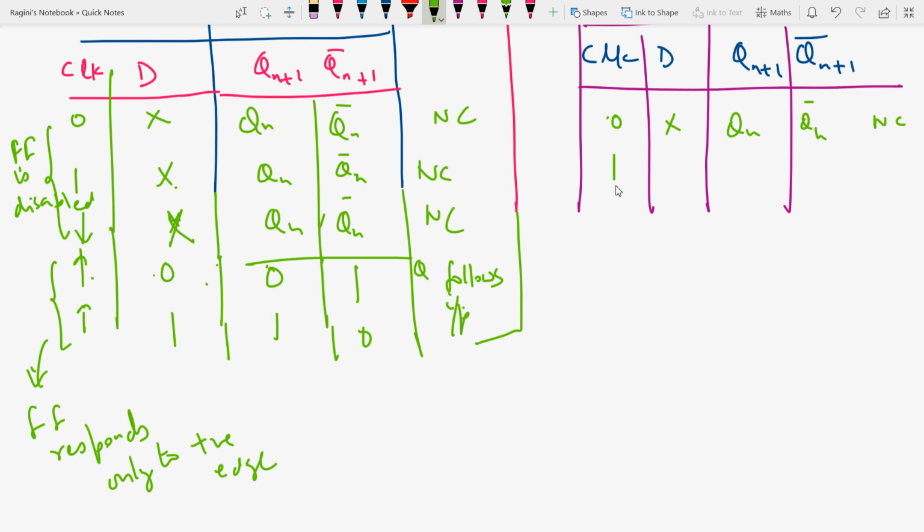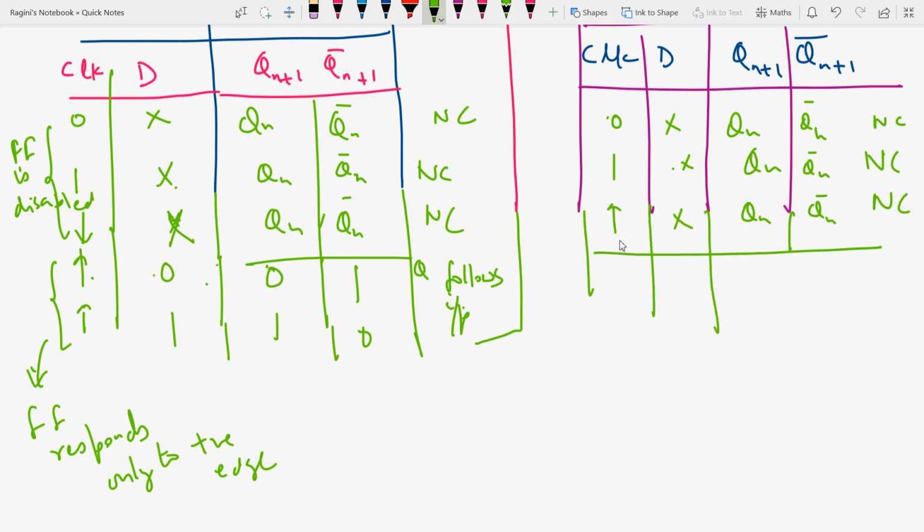Again, if clock is given 1 and D is not holding any value, the same memory Qn will be passed to the Qn plus 1 output. Again, if it is high and not given any value, then again Qn, Qn bar. So in all the three cases, no change will be there. When the clock pulse goes lower, if it is given the negative pulse, and you are giving D input as 0, Qn plus 1 will be 0, right, and it will be 1, okay. And if you are giving 1, in that case also Qn plus 1 will simply follow the D input. So it is 1 and it will be 0. So Q follows the D input.